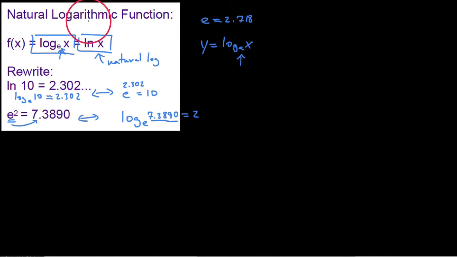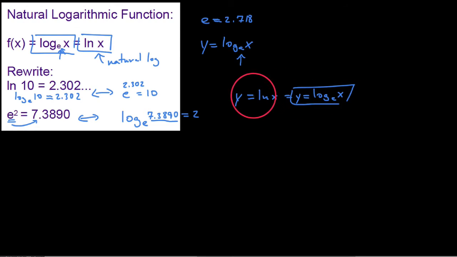So our natural log is log base e, and we need to make sure that we know this here. We say ln x is the same thing as y equals log base e of x. These two things mean the same thing.